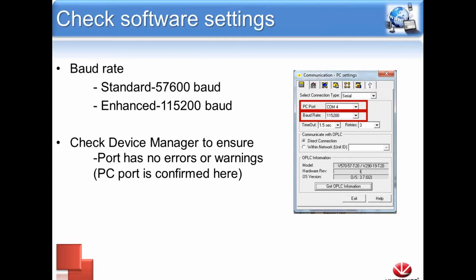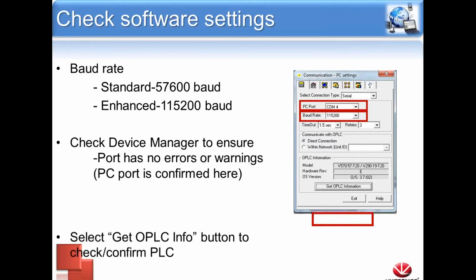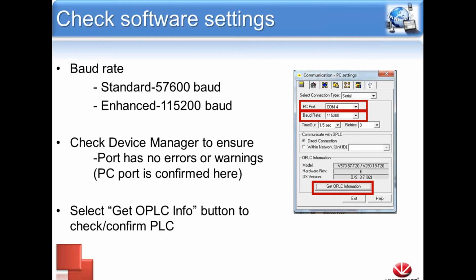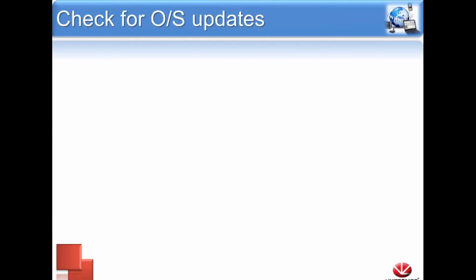Once this is completed, we can then select Get All PLC Information to check and confirm PLC communication. It will return information in the OPLC information box when you establish communications successfully with the controller.